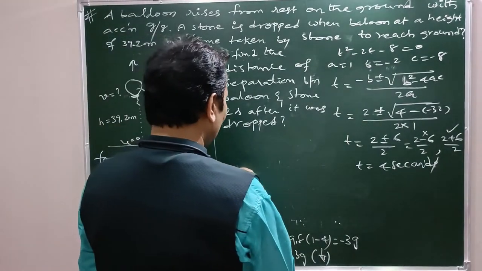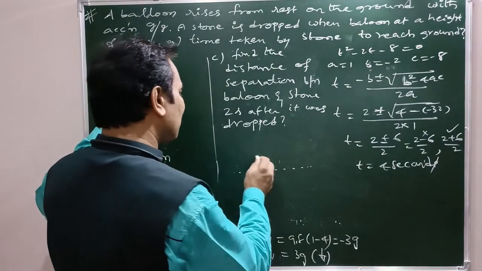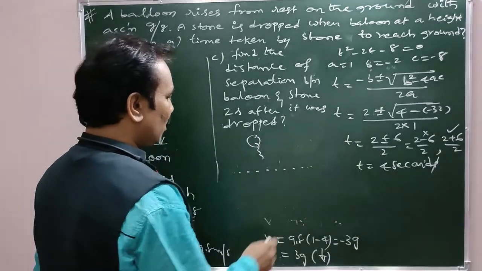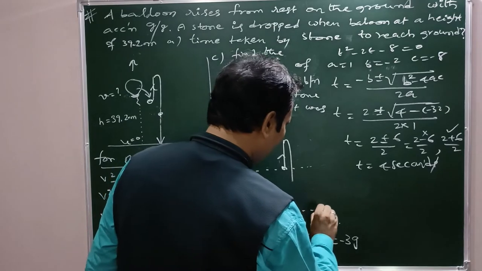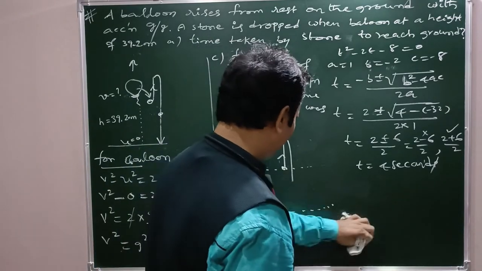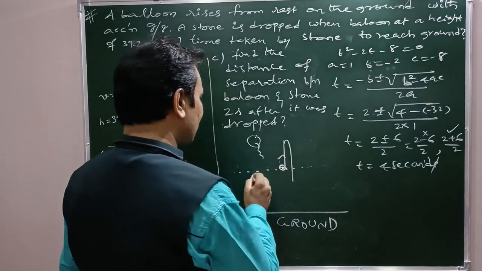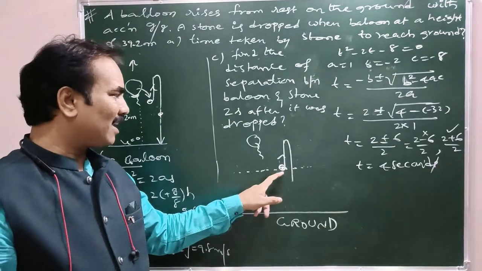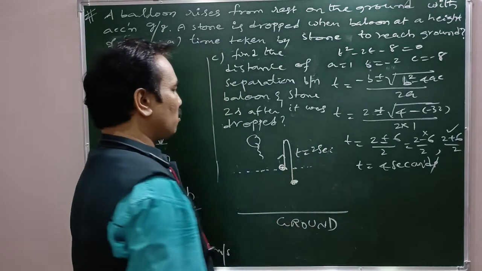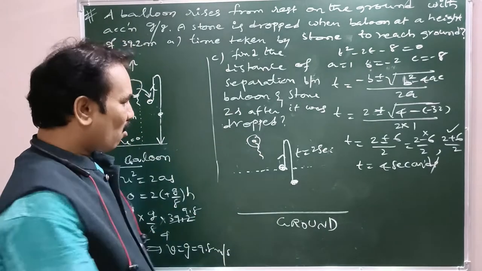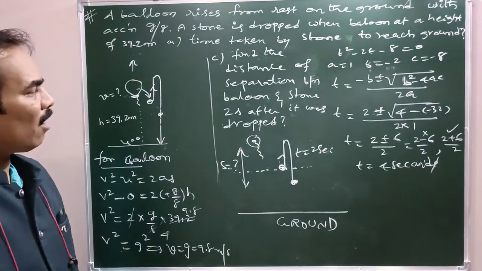Now see, this is the height of the balloon at which the stone was dropped. From this position the balloon goes up and reaches somewhere here, but the stone initially goes up and again comes down. This is the ground. This is the position at which the stone was released from the balloon. But after t equal to 2 seconds, let this be the position of the stone, and let this be the position of the balloon. What is the separation between these two? That is the question.